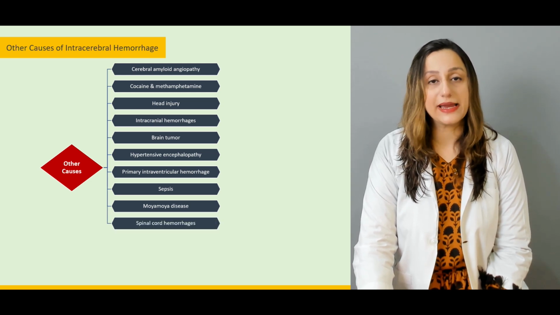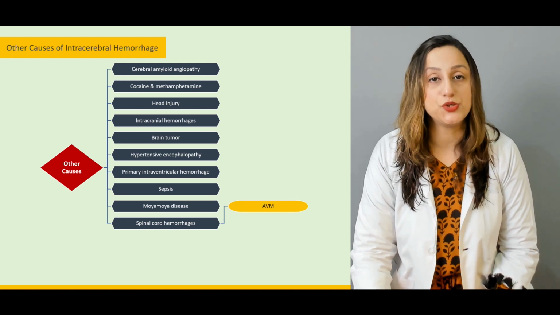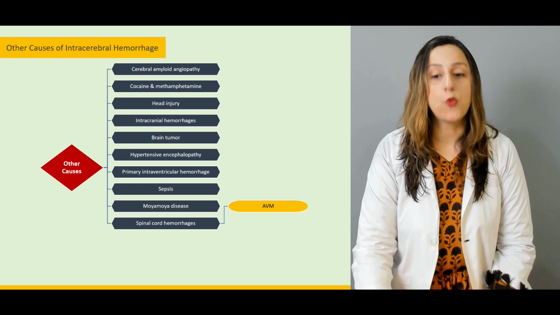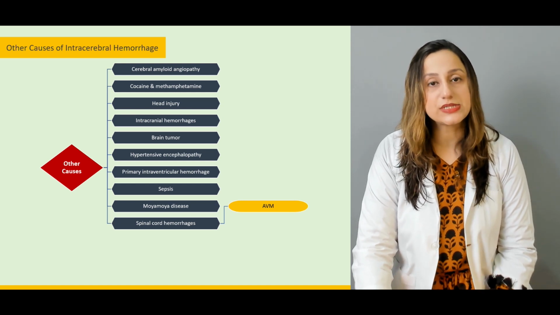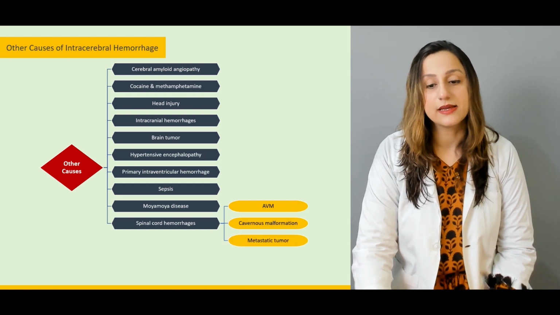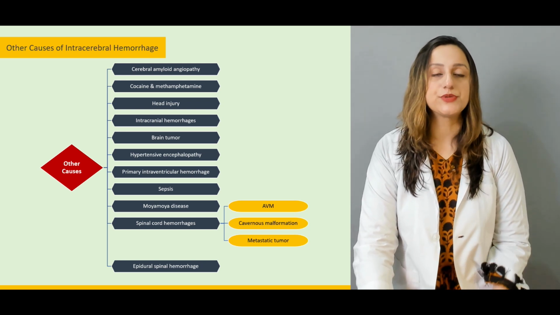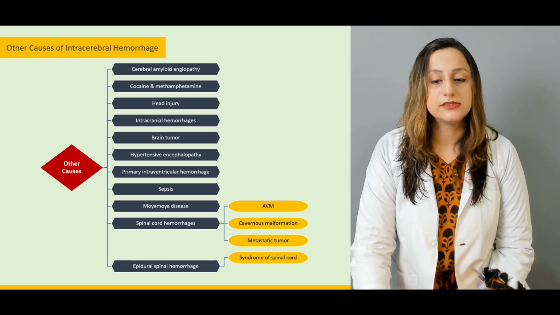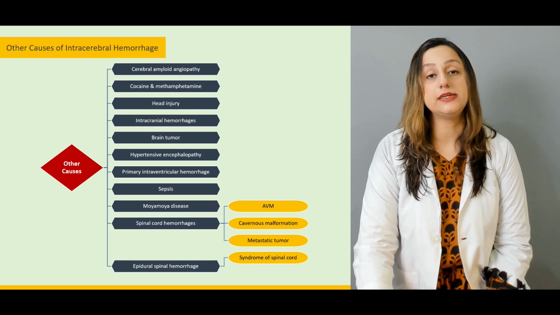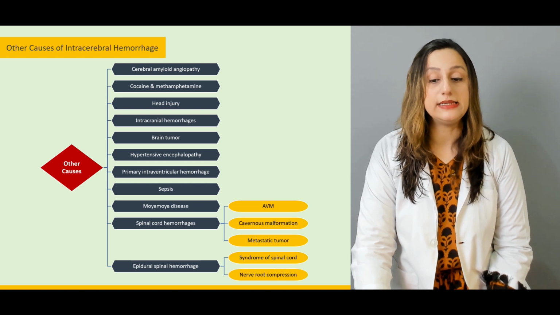Then we have spinal cord hemorrhages, and patients with these present with headache, vertigo, and vomiting. AV malformations are one of the causative factors here, as are cavernous malformations and metastatic tumors. Epidural spinal hemorrhages can also present, and the usual causative or risk factors are syndromes of the spinal cord or nerve root compressions.